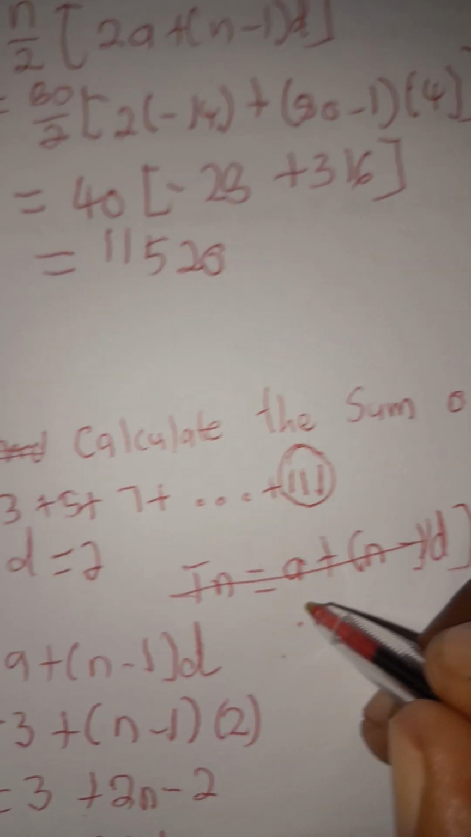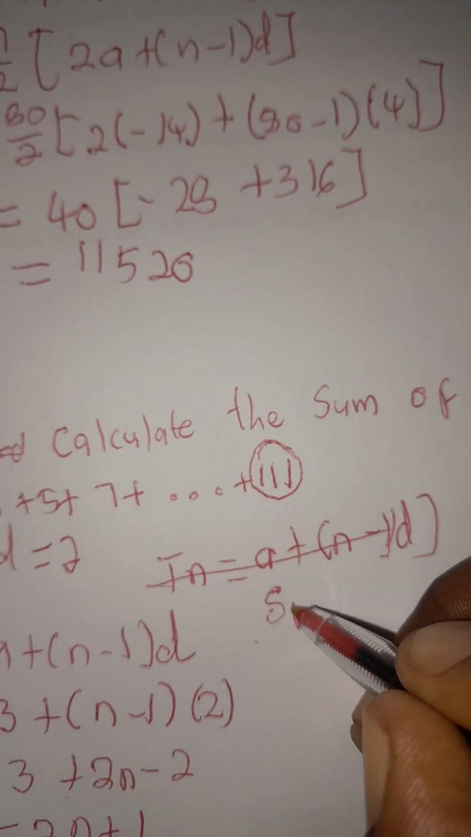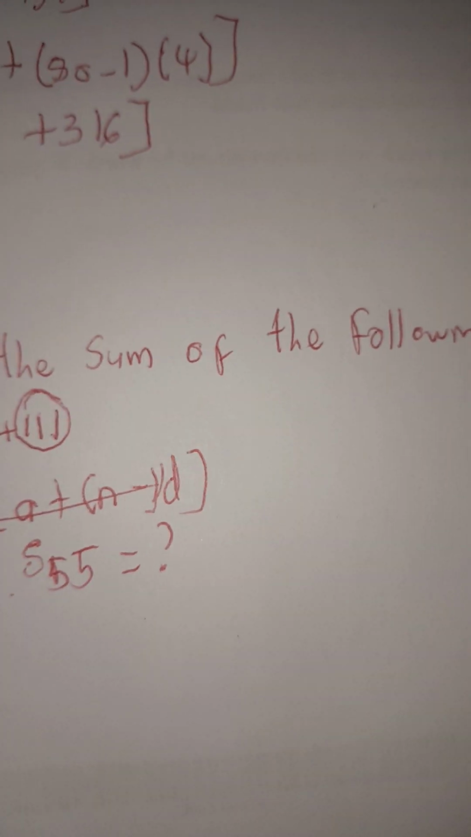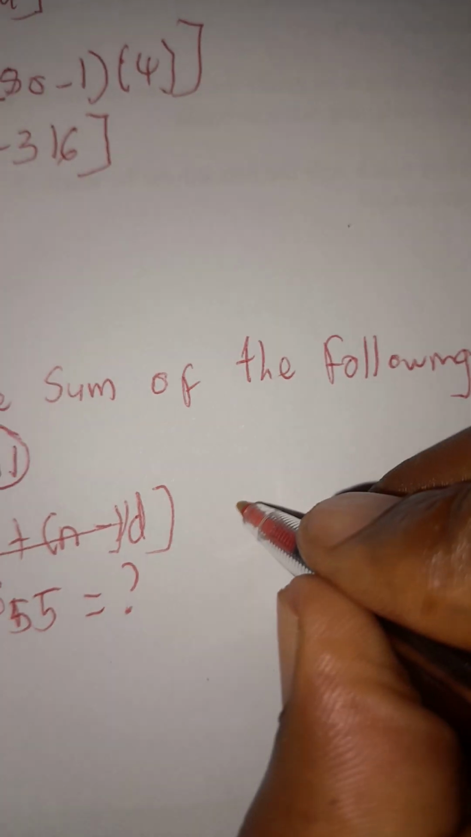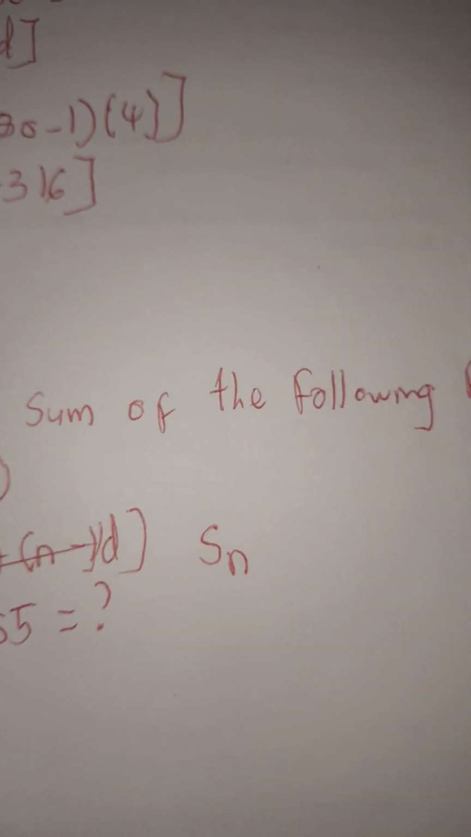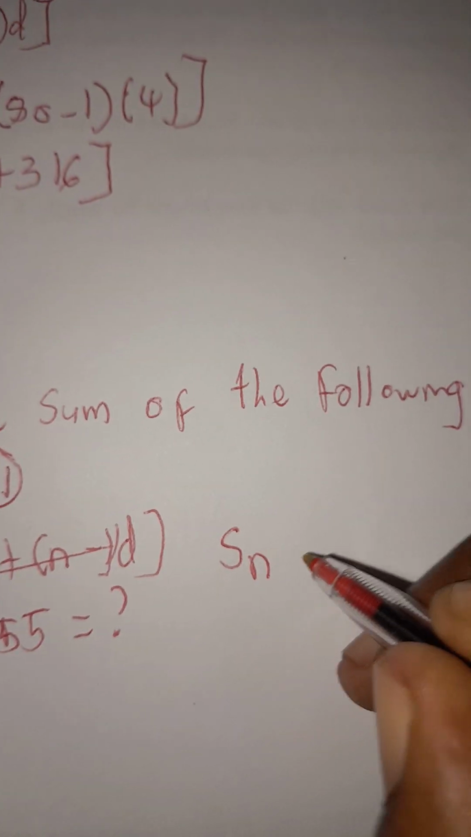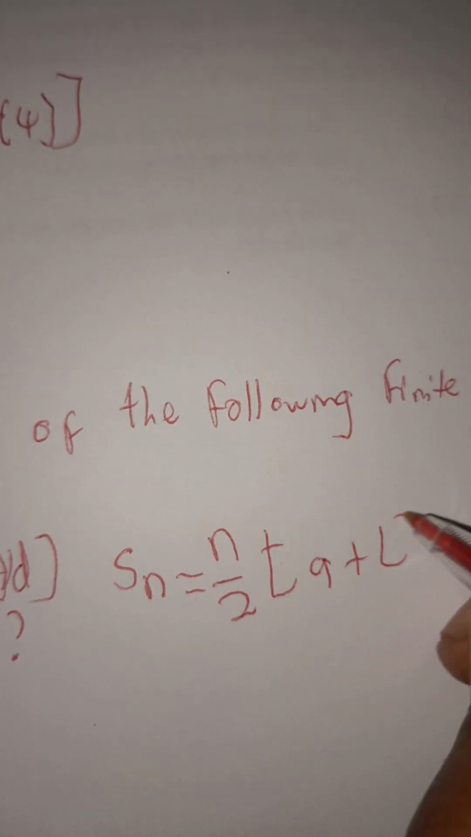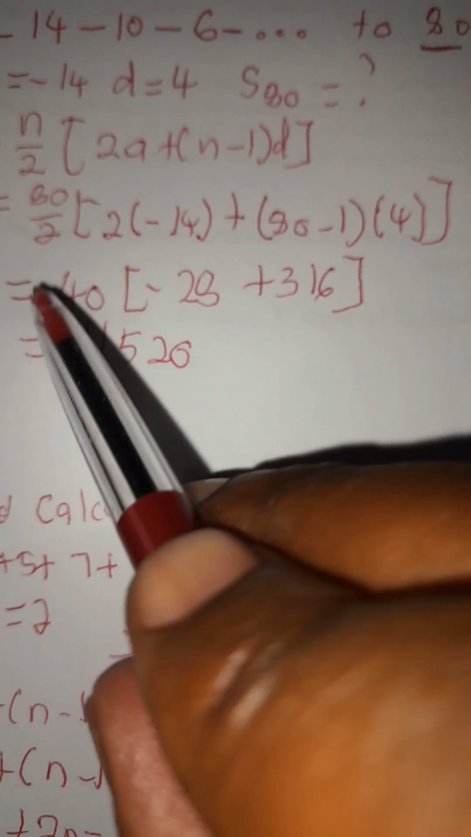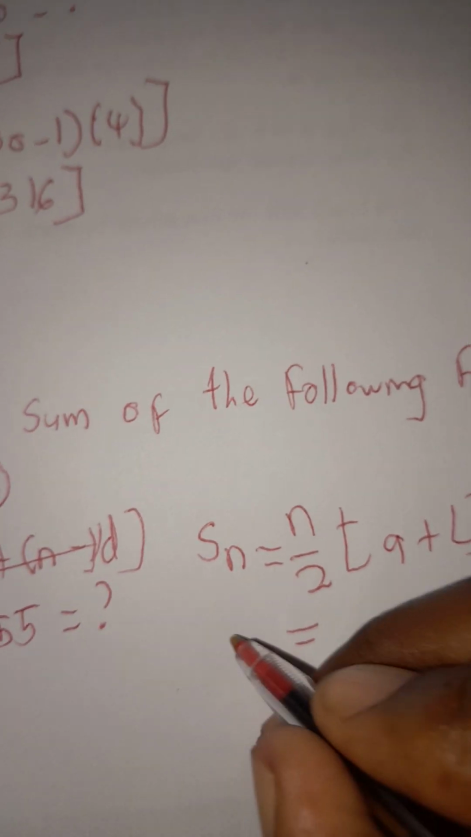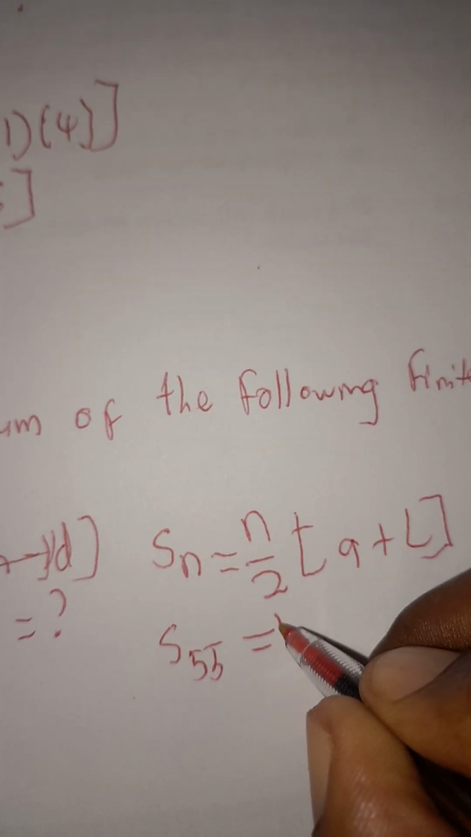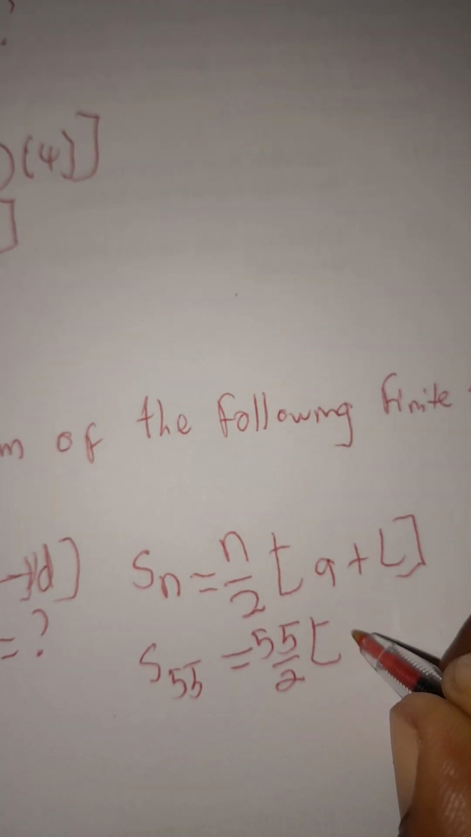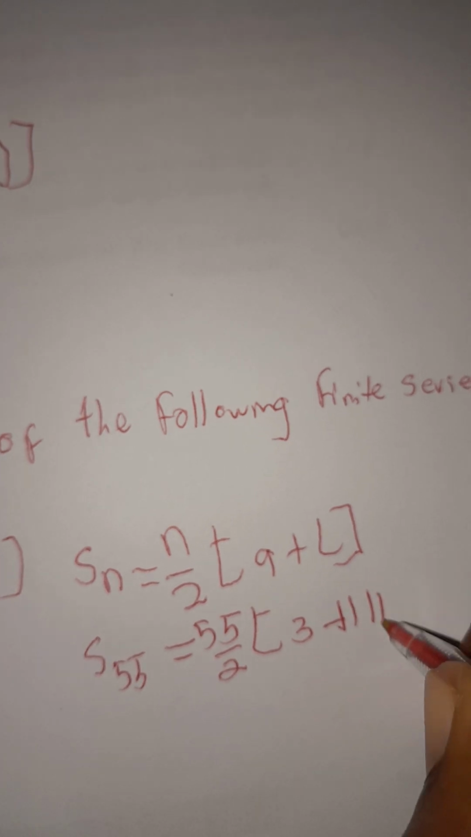So we now have S55, in which we don't know the sum of 55 terms, which we are going to calculate. Because there's a last term, we can use this formula, Sn equals n over 2 times (a plus l). Or we can use the other one. Still, they will give you the same answer. So we have S55, then 55 divided by 2, as well as a. Our a is 3, and our last term is 111.